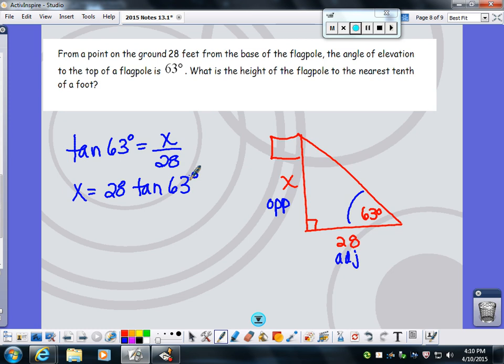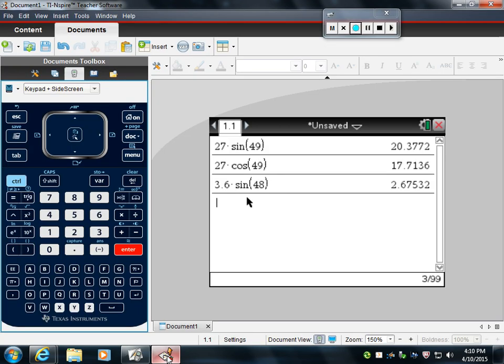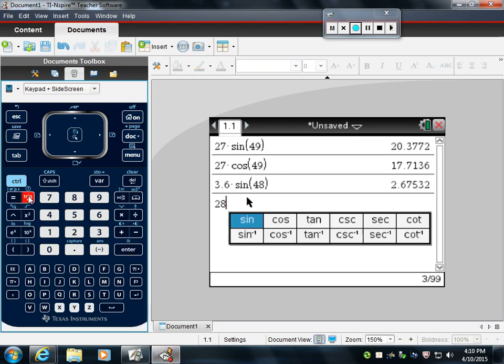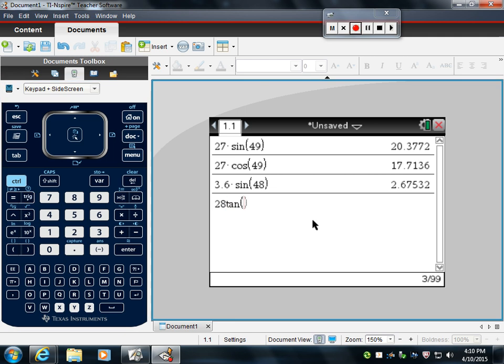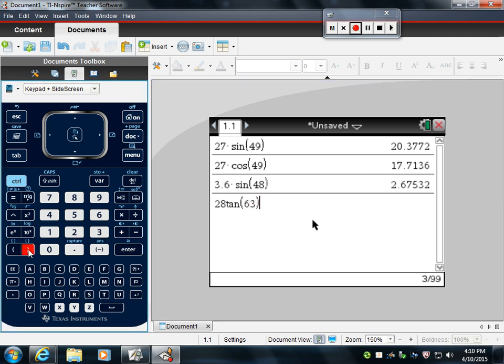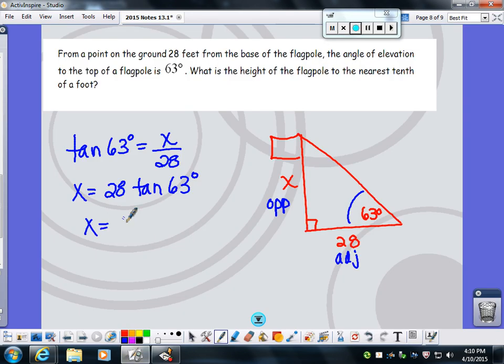All right, so let's put that in the calculator. So we have 28 tangent of 63 degrees, and we'll round it to the nearest tenth. Well, that's going to be 54.95. The 5 is going to round the 9 to a 10, so it's approximately 55. So we have x equals 54.95, but following the directions, this is approximately 55 feet.